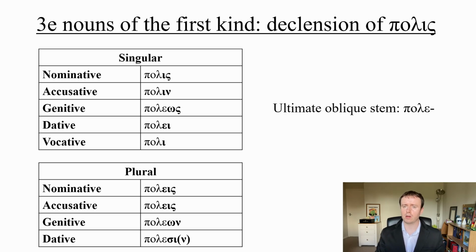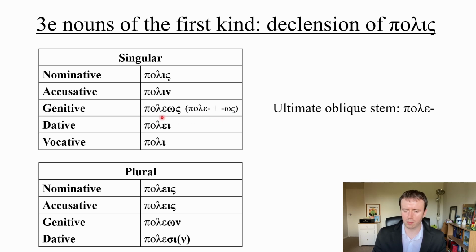The oblique stem is ultimately pole, and this is how we can think of the other forms as being formed. The genitive singular, poleos, is pole plus os. We would expect it to be pole plus os, but for reasons I'm not going to go into here, the os has lengthened to os. So that's unexpected, and we need to remember that with three nouns, instead of os, we've got os in the genitive singular. The second unexpected thing is this epsilon has not contracted with omega.